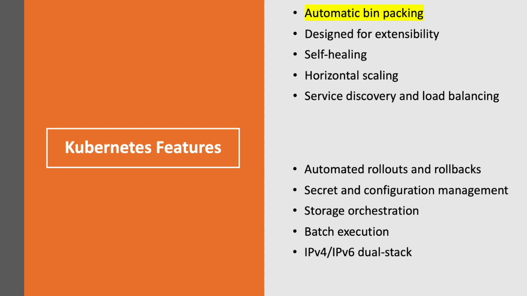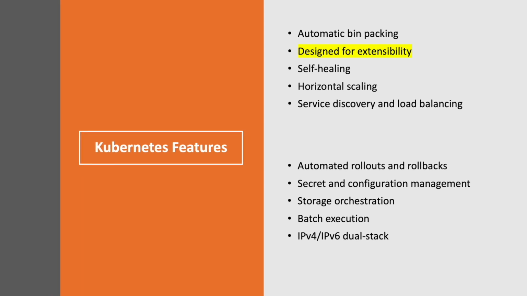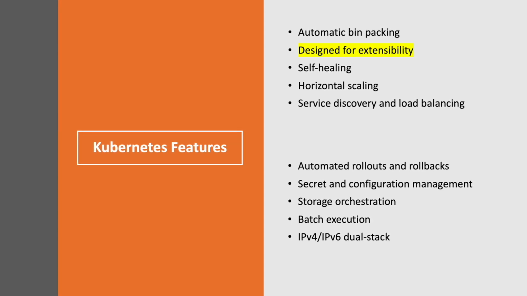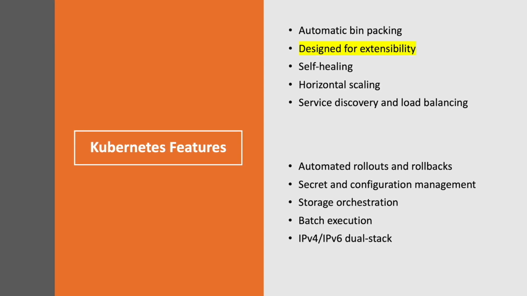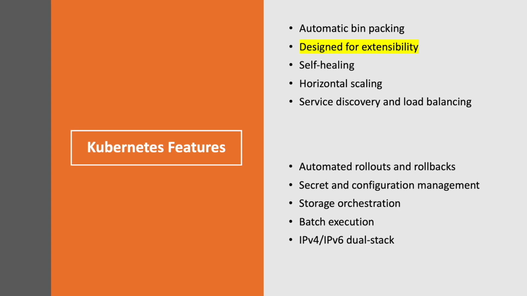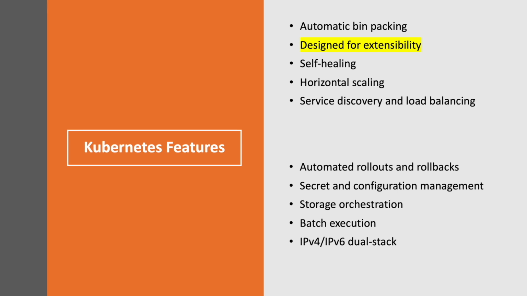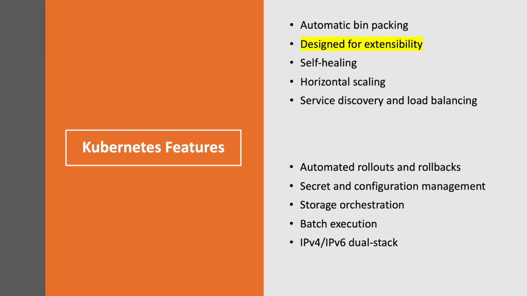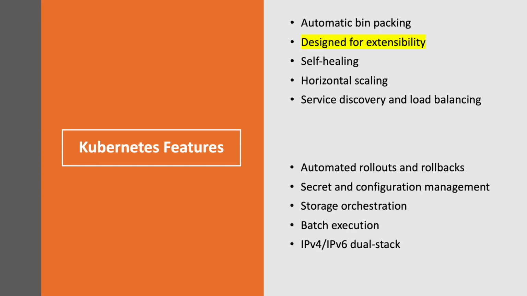Next is designed for extensibility. What does it mean? A Kubernetes cluster can be extended with new custom features without modifying the upstream source code. It's still complicated, right? So it simply means that you have deployed a Kubernetes cluster, which is, let's say, tied to a particular version of the software. It provides interfaces using which you can extend the features of your cluster.